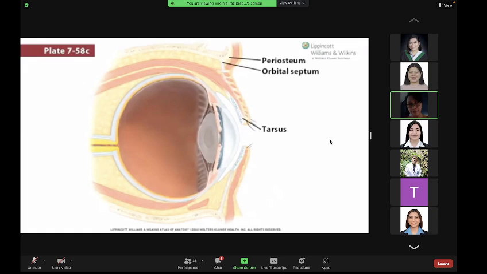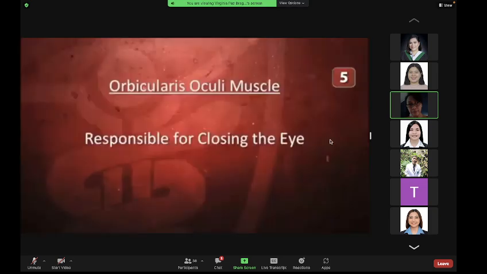The tarsal plate is also connected to the medial and lateral margins of the orbit by medial and lateral palpebral ligaments. Fibers of the orbicularis oculi muscle extend between the skin and eyelids and the tarsus and attach to the medial palpebral ligament. You may recall from the solid anatomy lecture on the face and scalp that this muscle is responsible for closing the eye.